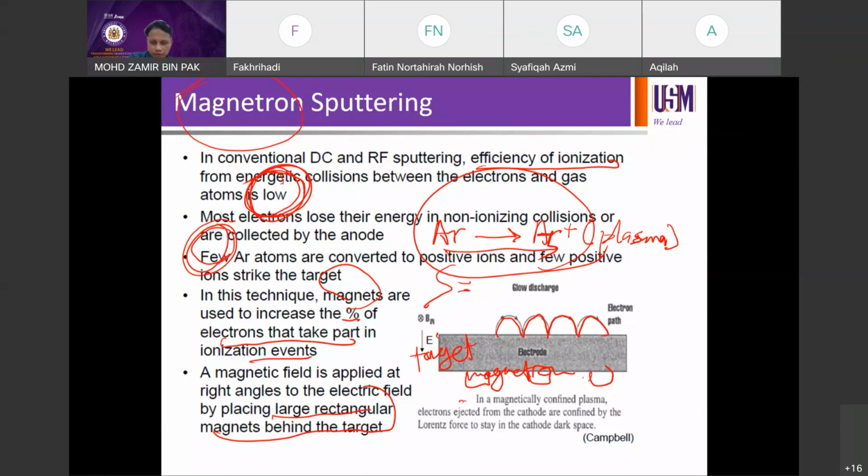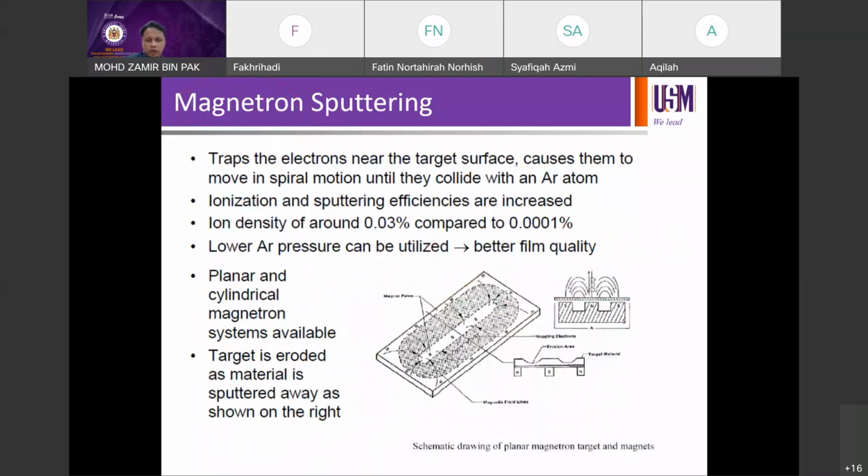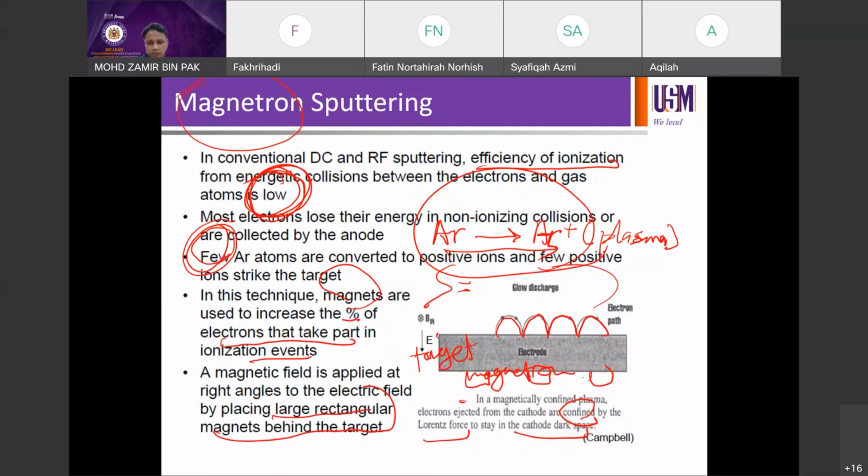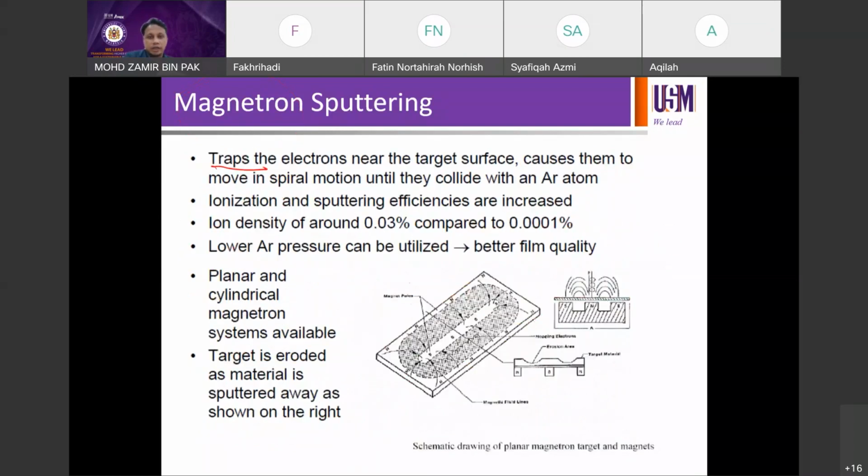So in a magnetically confined plasma, electrons ejected from the cathode are confined. You want to confine the electrons by the Lorentz force to stay in the cathode dark space, right in front, so that you induce more collisions on purpose. So that's called incorporation of magnetron. What it does is it traps electrons near the target surface, causing them to move in a spiral motion along their path until they collide with an argon atom. So you purposely gather them so that they collide with argon atoms.